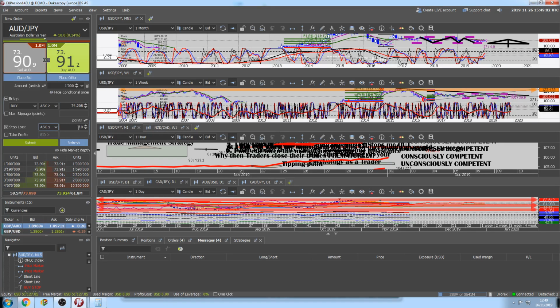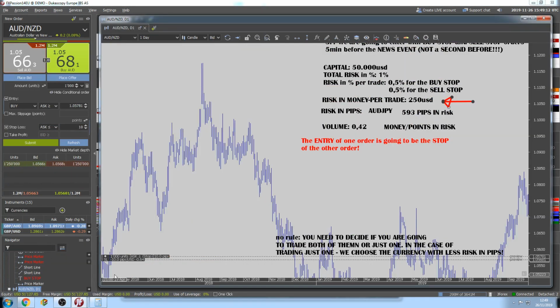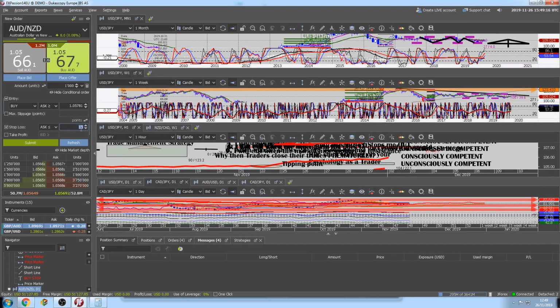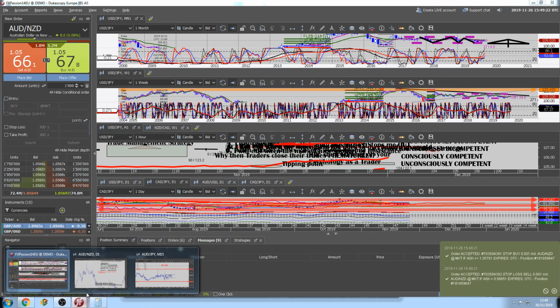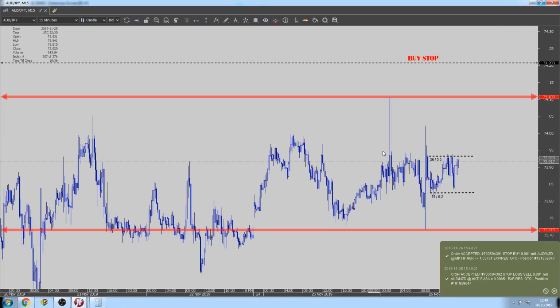And my stop loss, I'm going to ask, not in points. Oh, you can also do points, right? So what was the point? It was 500, right? Even better. So 593 points in risk. 593. Submit. Okay, I'm going to submit the order. Now this entry should appear on the chart.